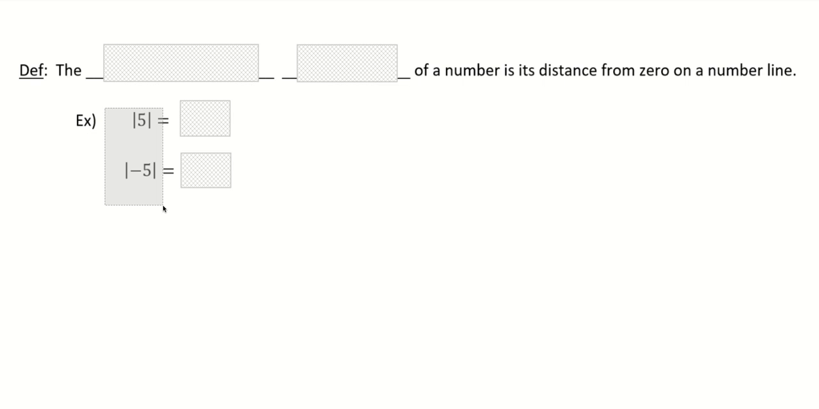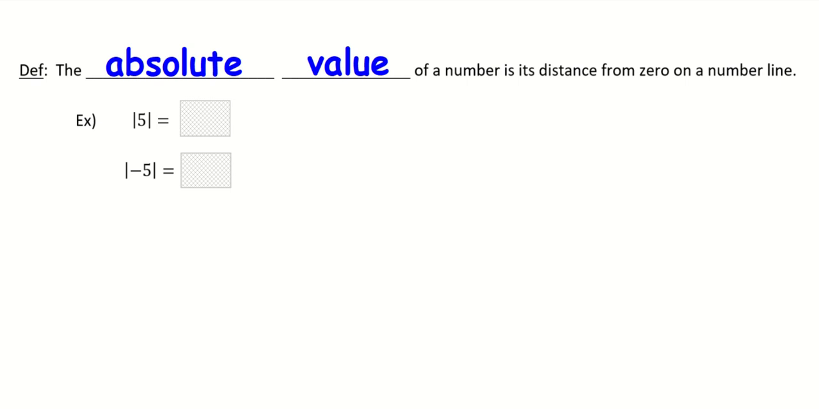Do you guys remember what this symbol means? What does this say? This says the absolute value of 5 and the absolute value of negative 5. What's the official definition of absolute value? Well, it's right here. The absolute value of a number is its distance from 0. Speaking of distances from 0. So this is the official definition. It's the distance from 0 on a number line.